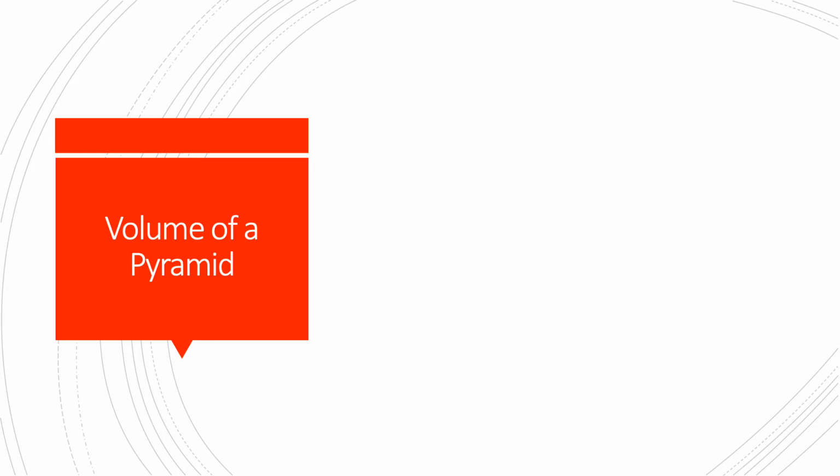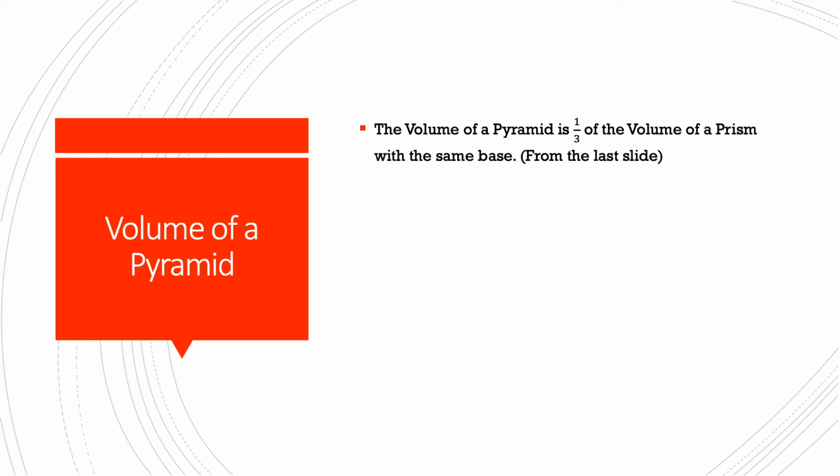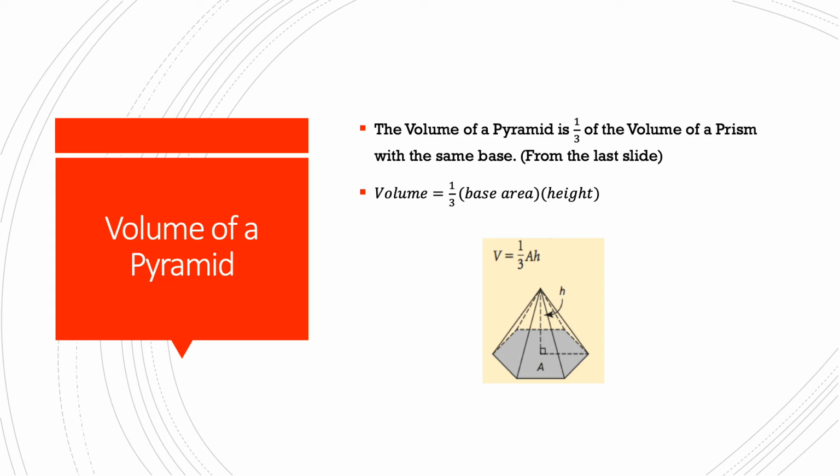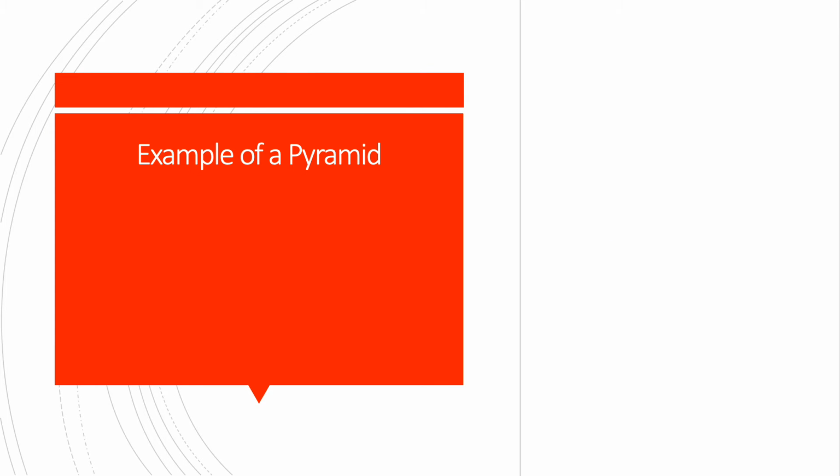So, looking at the volume of a pyramid, it is basically just 1/3 of the volume of the prism of the same base from that last slide. So, we just tack that 1/3 in there times the base area times the height, and that's what that one looks like. Pretty straightforward, not too bad. So let's take a look at an example of a pyramid.